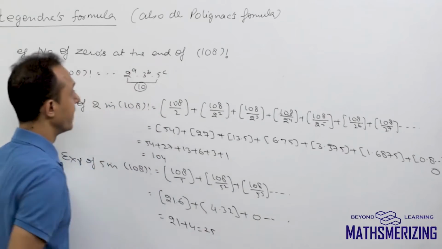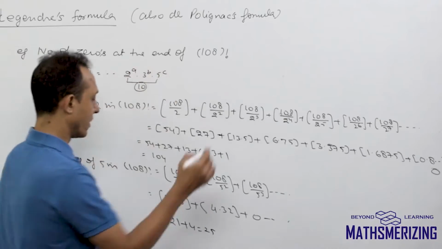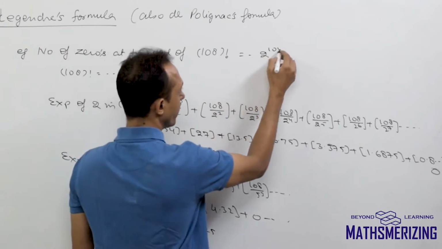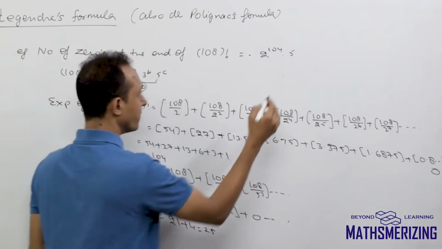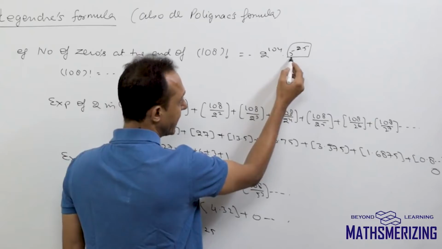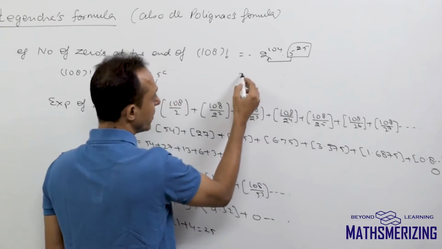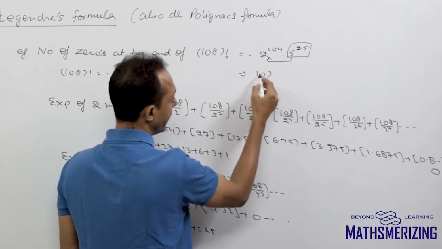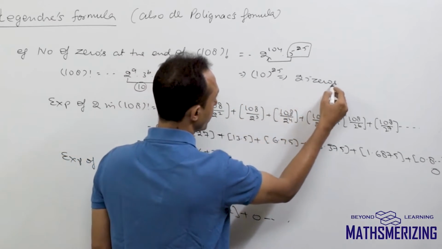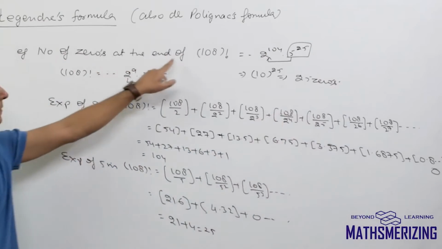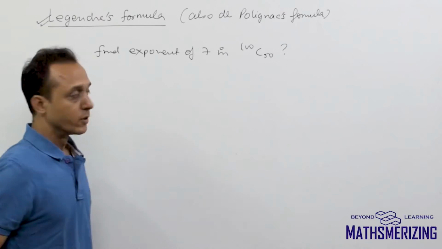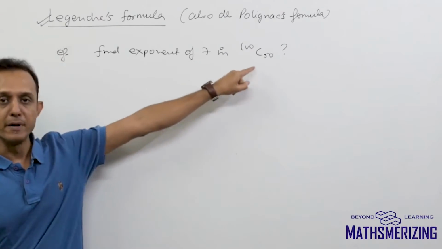So there'll be 25. So in this 108 factorial, I'll have 2 to the power 104 and I'll also have 5 to the power 25, because the number of 5s is limited. So 25 times this 5 gets multiplied with 2, and I'll get 10 to the power 25. So in the end, there'll be 25 zeros at the end of factorial 108. Now the question is: find the exponent of 7 in 100C50.